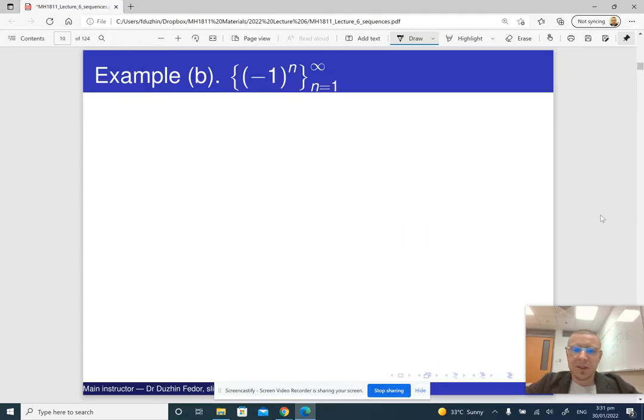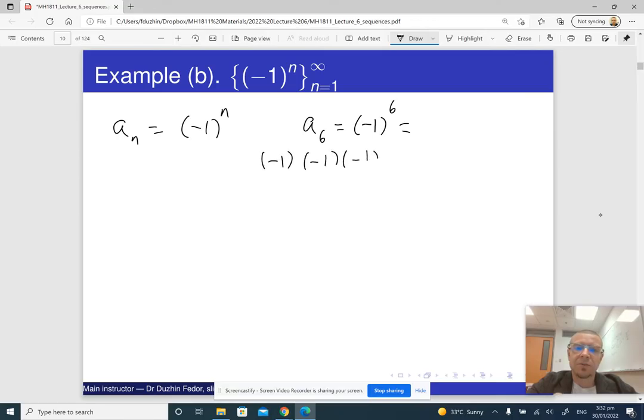All right, so let's look at some other example. Here is a sequence given by the equation (-1)^n, so a_n is -1 to the power n. What does it mean? If we compute, say, a_6, it's -1 to the power 6, which is the product of 6 copies of -1. So it is -1 times -1 times -1, -1 times -1 times -1. But notice that two negative ones give us just 1, so the product (-1)^2 is just 1, which is why this is just 1.